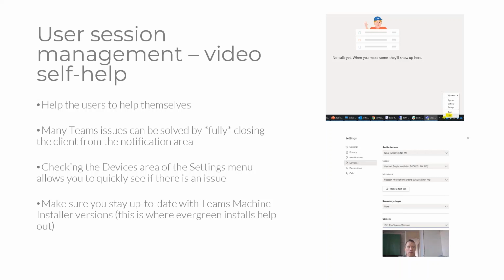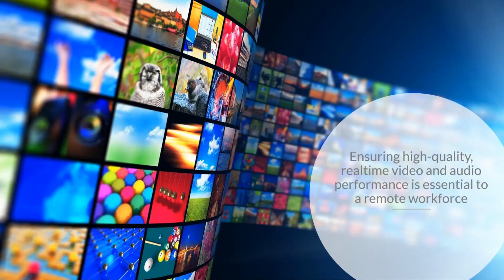Check the devices area to see if their devices are being detected properly. Teach them to close it down if they change devices. Again, try and stay up to date with the Teams machine installer versions. This is where evergreen installs can really help you out. We fell behind a bit and we had users complaining that they were missing certain Teams features. And what we did was we helped them out by getting it updated for them. So again, try and stay on top of it, but also try and help them to help themselves.